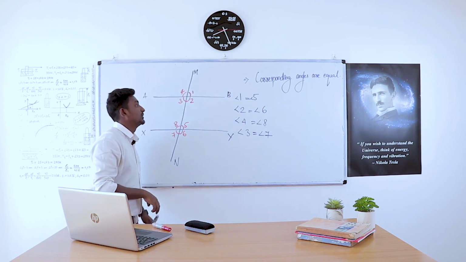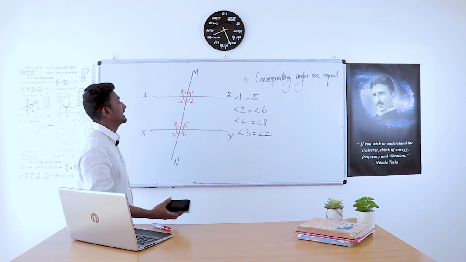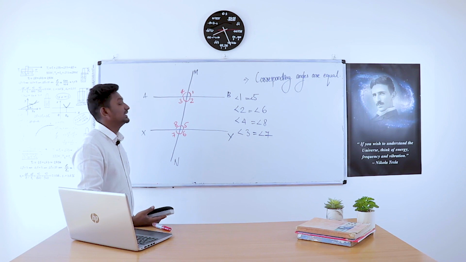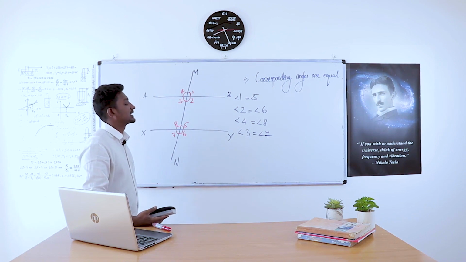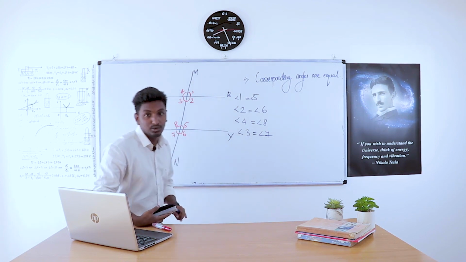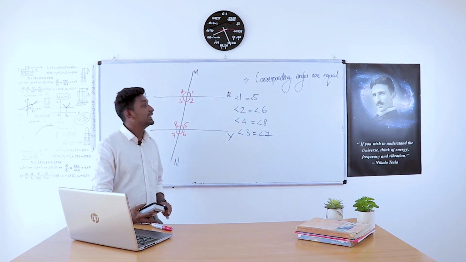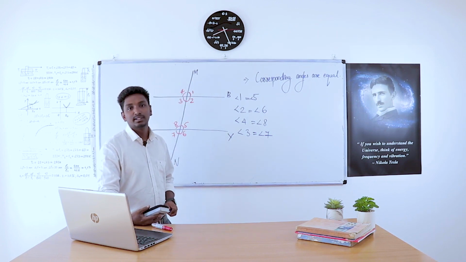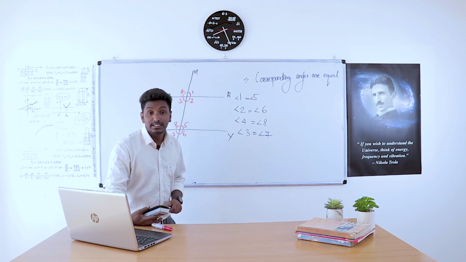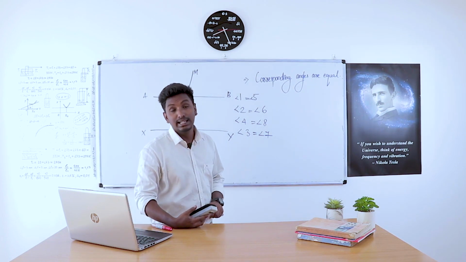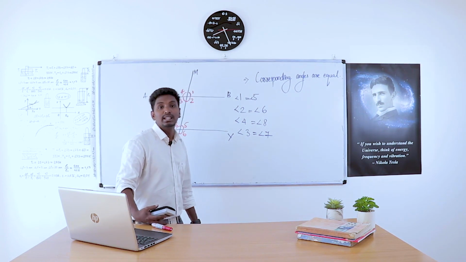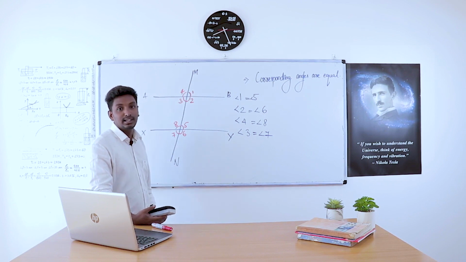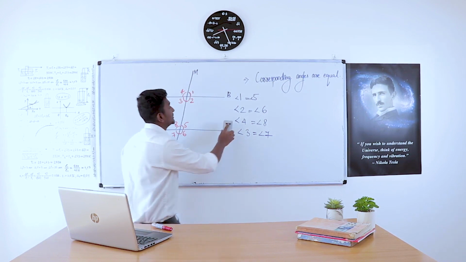These are the corresponding angles and these corresponding angles are equal. This is by theorem 2. Theorem 2 states that if a transversal intersects two parallel lines, then the corresponding angles formed are equal. Clear? Moving to the next theorem.